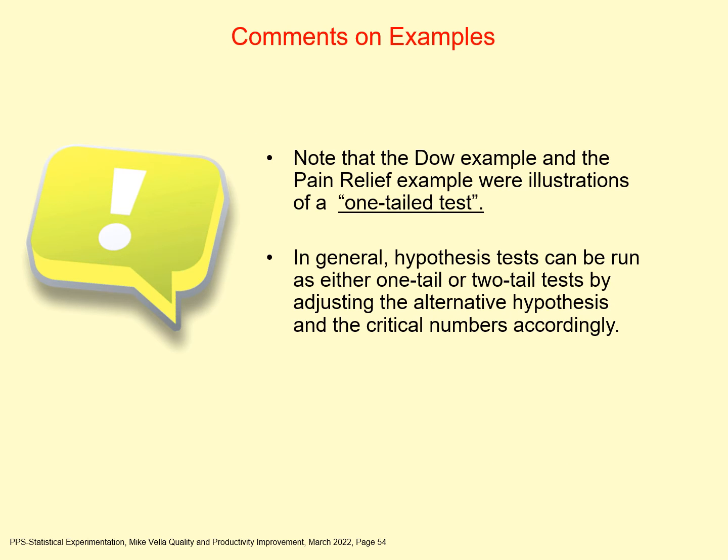Just a few comments on the examples. Note that in the Dow example and in the fictitious pain relief example, these were both illustrations of a one-tailed test. In general, hypothesis tests can be run as either a one-tailed test or a two-tailed test by adjusting the alternative hypothesis and the critical numbers accordingly.